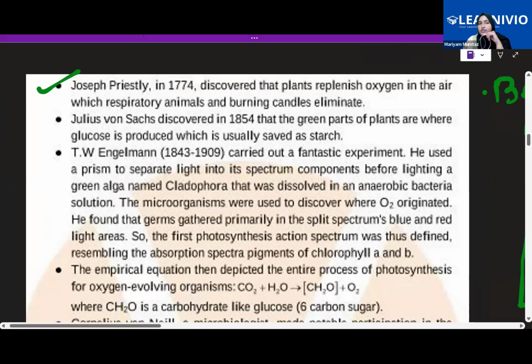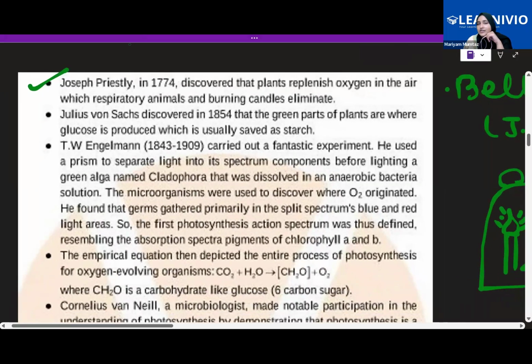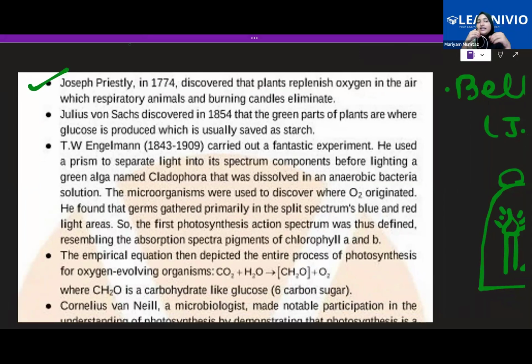Then comes Julius von Sachs. In the year 1854, he said that it is the green parts of the plant where the glucose is produced, meaning it is the green parts of the plant that can do photosynthesis. Why and how did he do that? Basically, he took the green parts of the plant and tested for starch in them. If the starch was positive, then that definitely means that photosynthesis has taken place. And the parts where the starch was not positive do not do photosynthesis. So that was the second experiment.